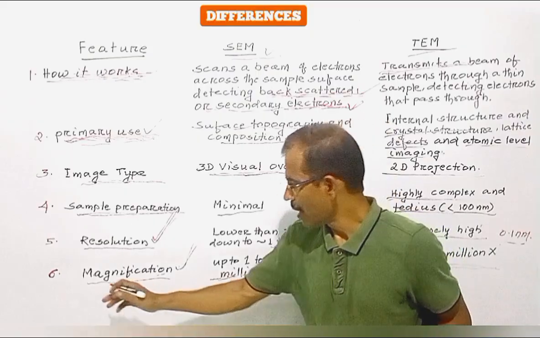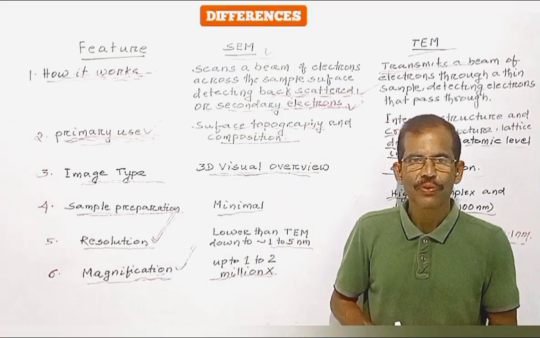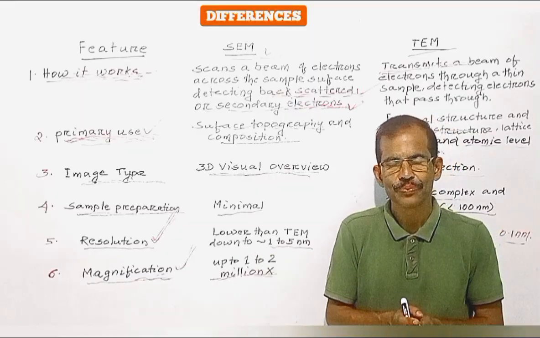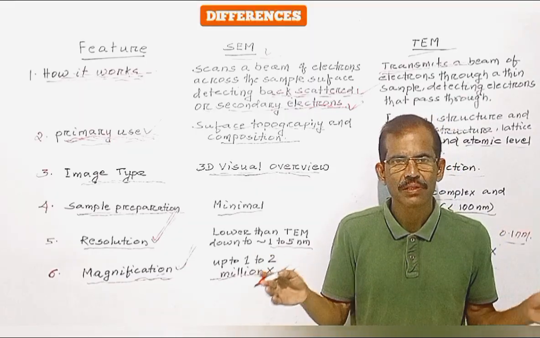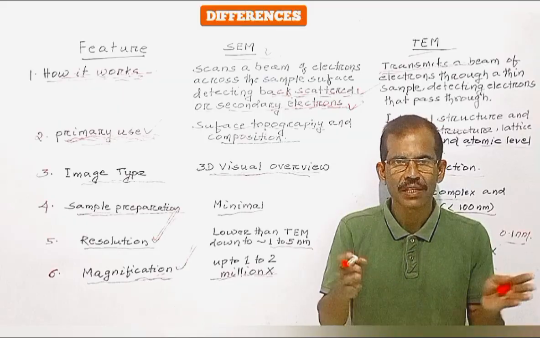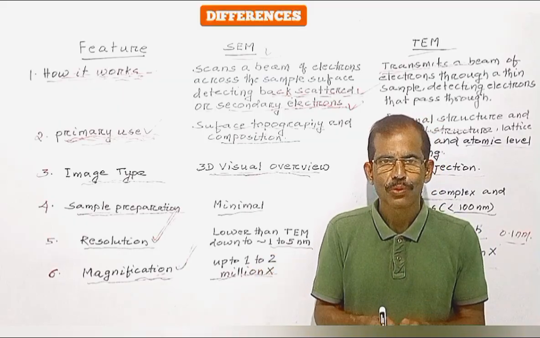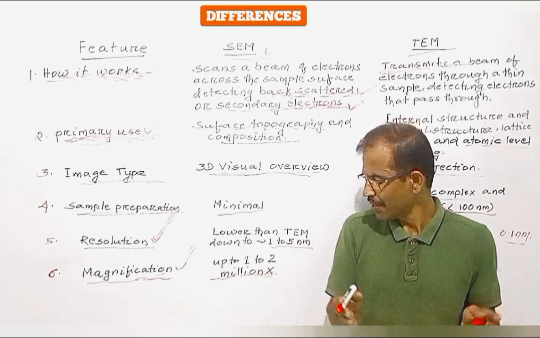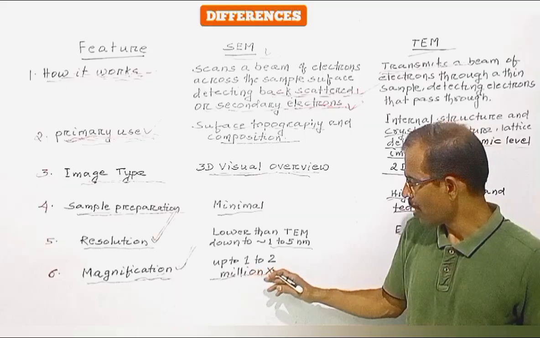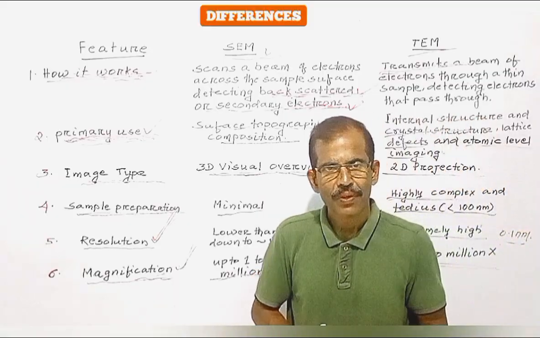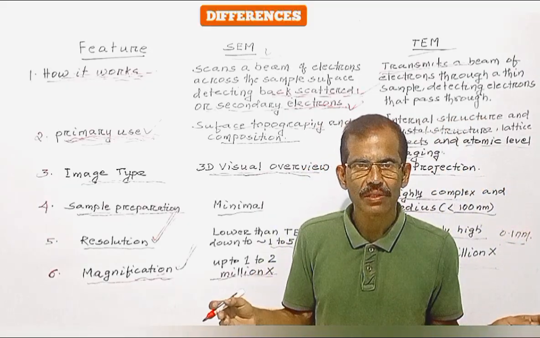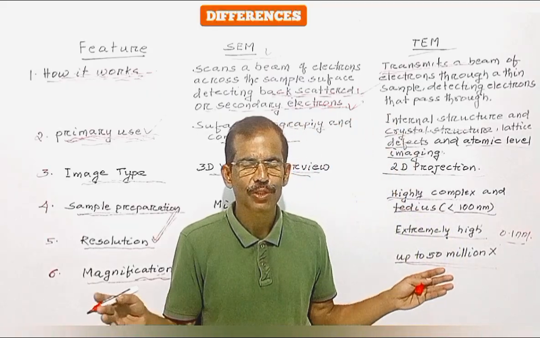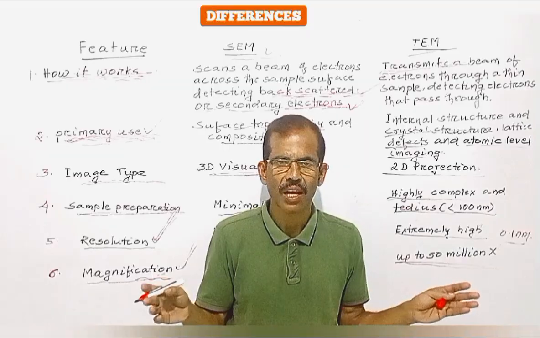Number six, magnification. The magnification of SEM is less than that of TEM. Its magnification is determined by the ratio of the displayed image size to the area of the specimen that is actually scanned. Its magnification is from 1 to 2 million times. On the other hand, the magnification of TEM is very high. It can magnify the specimen up to 50 million times.